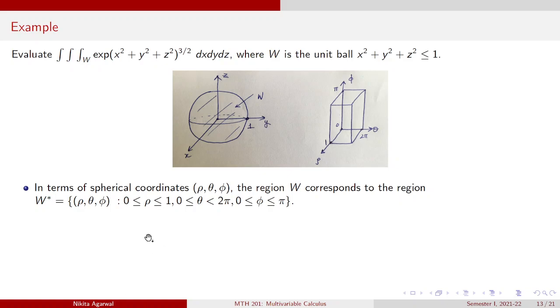So in rho, theta, phi or spherical coordinates, you get a box. Rho goes from 0 to 1, theta goes from 0 to 2 pi and phi goes from 0 to pi.